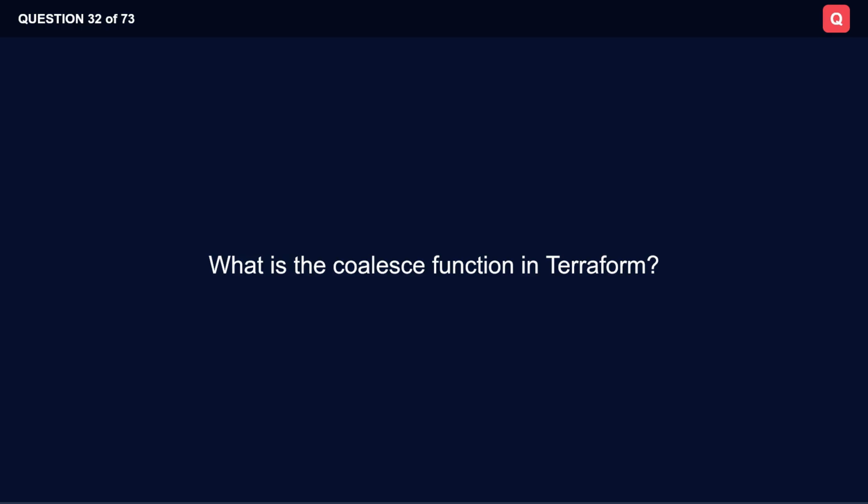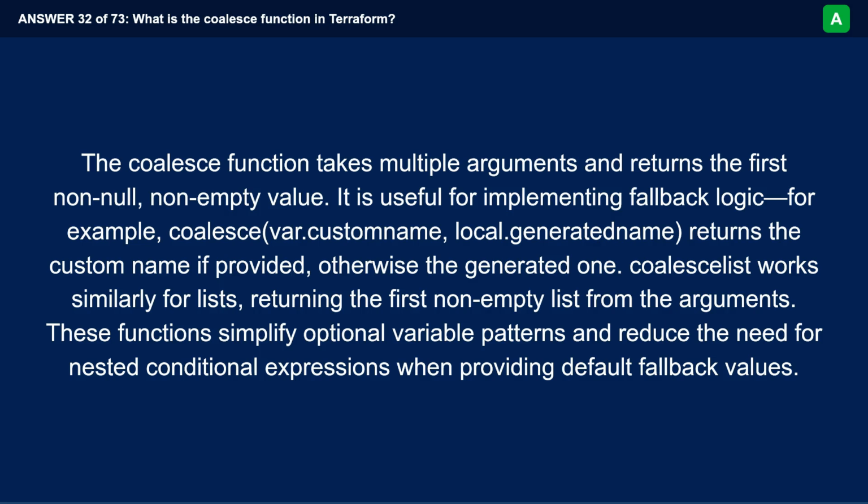What is the coalesce function in Terraform? The coalesce function takes multiple arguments and returns the first non-null, non-empty value. It is useful for implementing fallback logic. For example, coalesce(var.custom_name, local.generated_name) returns the custom name if provided, otherwise the generated one.